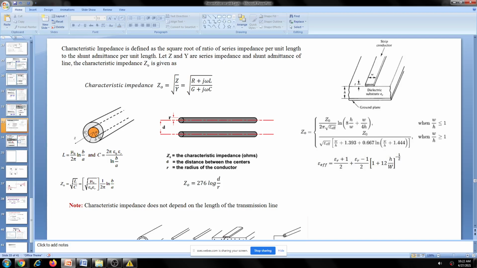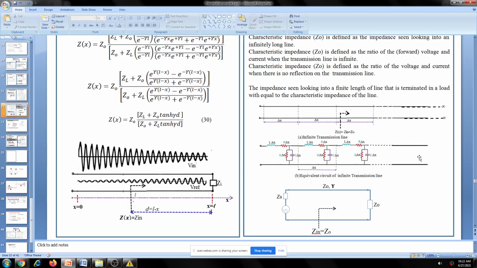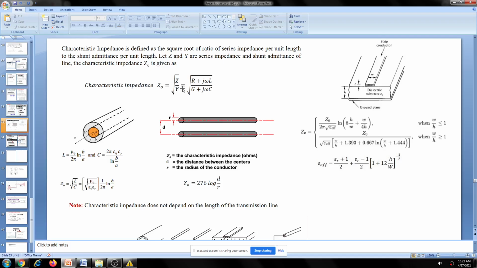Take any transmission line, in either configuration, and it is represented by an equivalent circuit. It has a series impedance, R plus j omega L, and a shunt admittance, G plus j omega C. Every transmission line is represented by this equivalent circuit. If you take the ratio of those two, it gives the characteristic impedance.